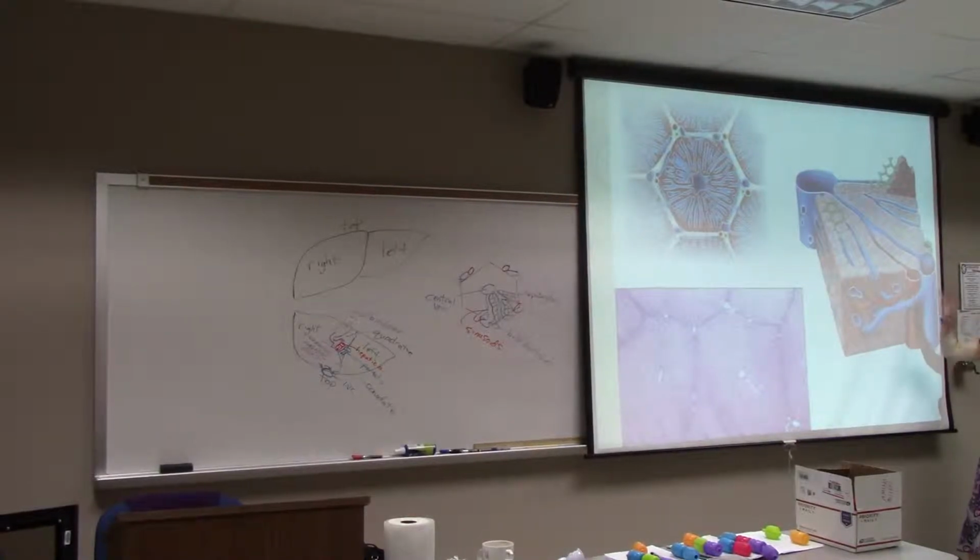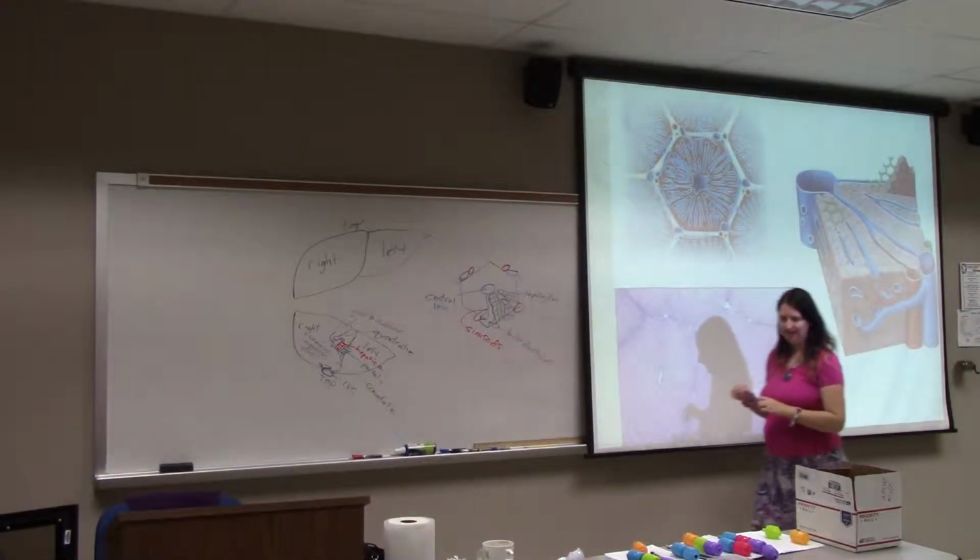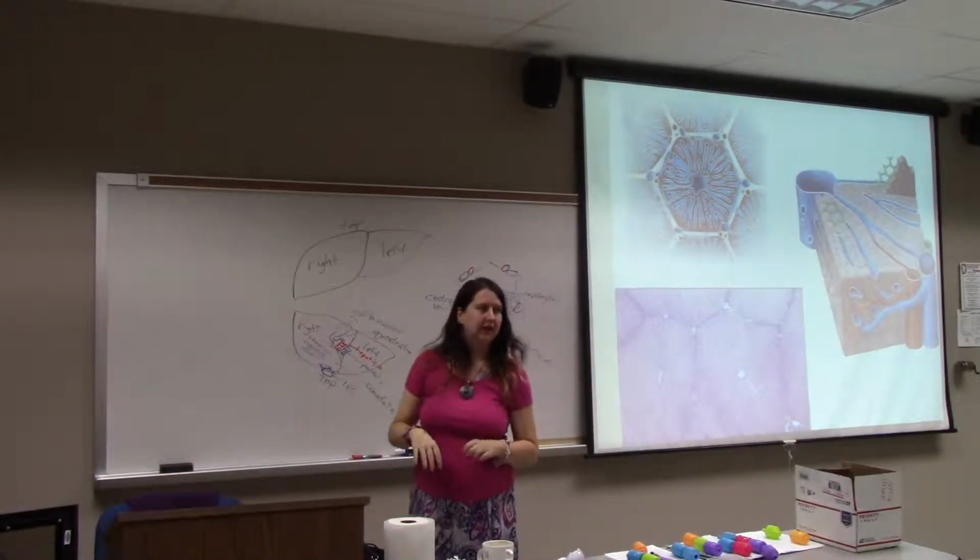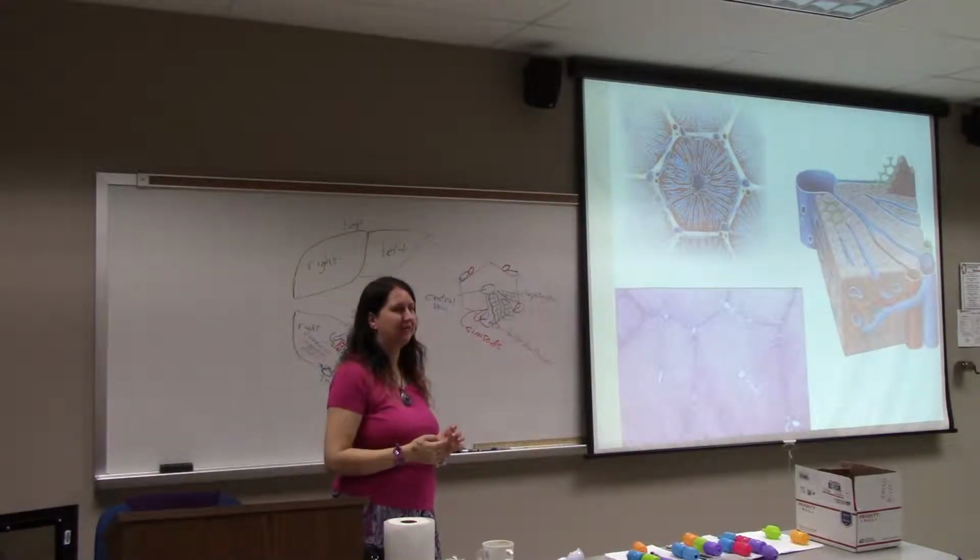So one thing that's not shown on here is the Kupffer cells. They would mostly be in the sinusoids. Questions on microscopic structure of the liver?